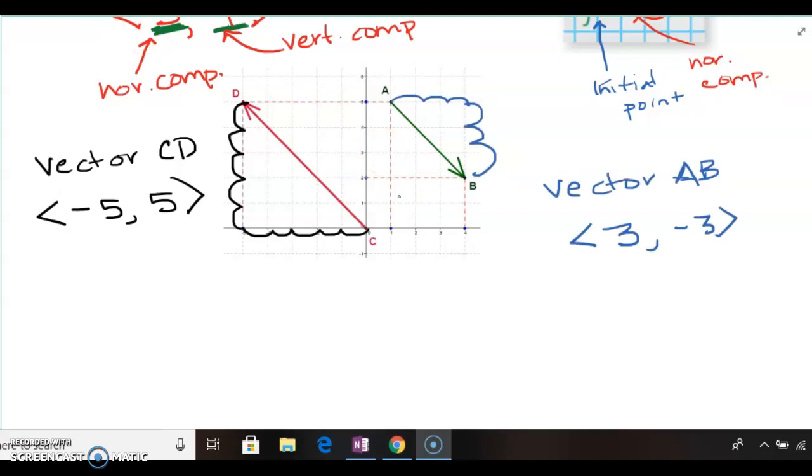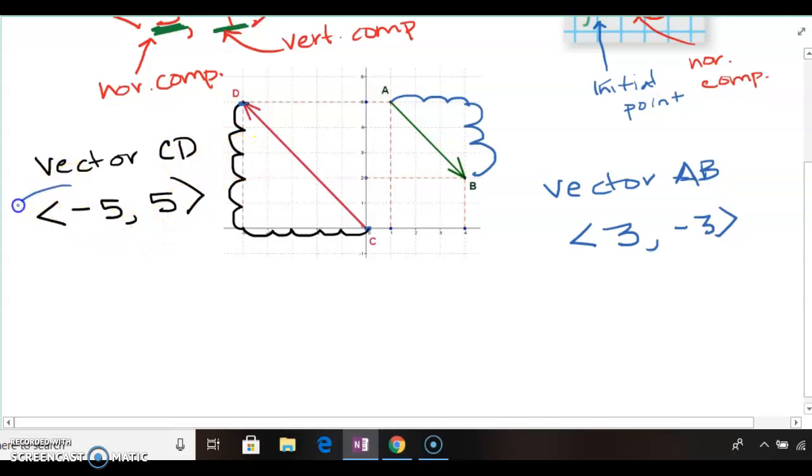All right, guys, so this is what you should have got. So this first one on the left, we're going to call it vector CD. So we start at point C, and then our terminal point, we know it's our terminal point because it has an arrow, is at D. That's why it's CD. If you put vector DC, that is incorrect.